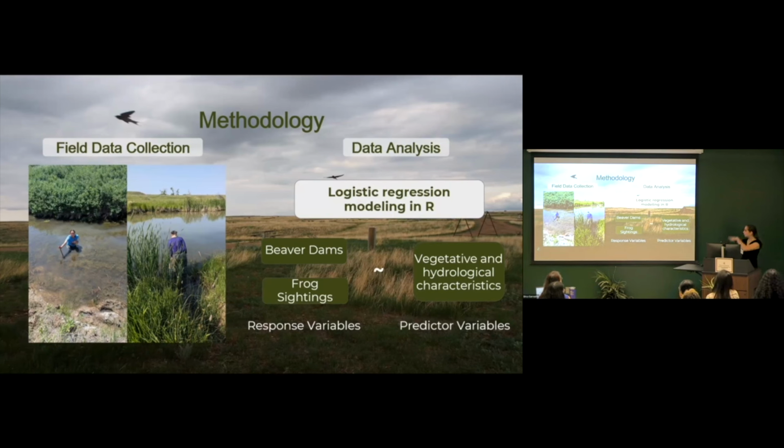I was looking at two different response variables, the beaver dams and the frog sightings, and looking at their associations with vegetative and hydrological characteristics, and also for the frog sightings, looking at their associations with the beaver dams. So I was looking for what were the statistical associations between these things.